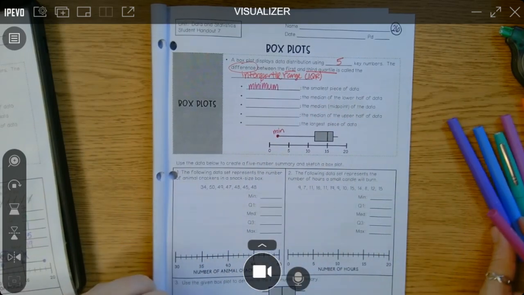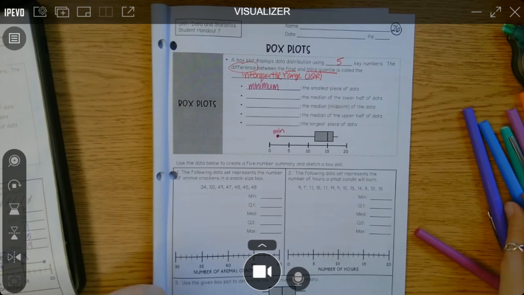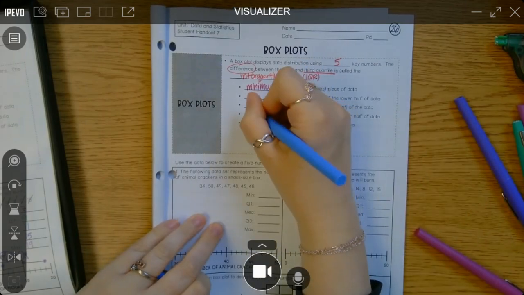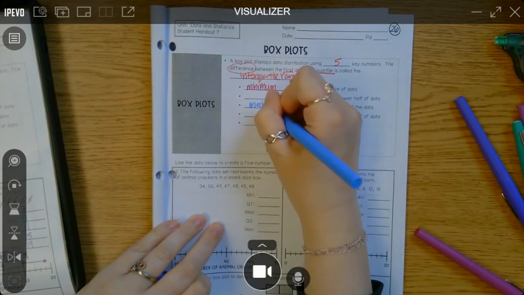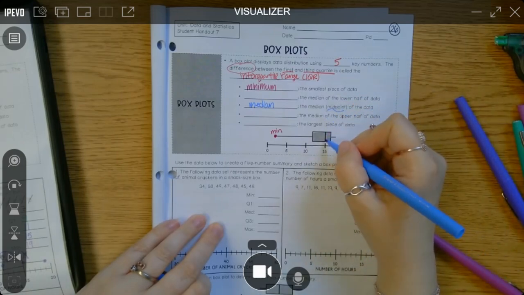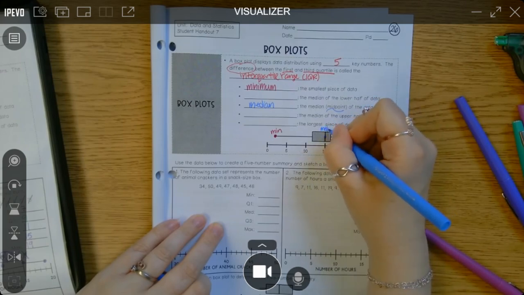The next number that you would do would be to find the median. To find the median, you put all the numbers in order from least to greatest, and you cross off till you find that middle number. That's the median, or you can think of it as the midpoint. In your graph, that's right here. This dot, which you draw a line through, that's your median.